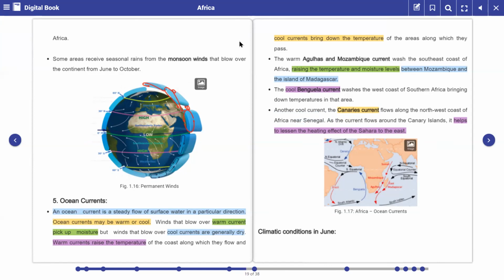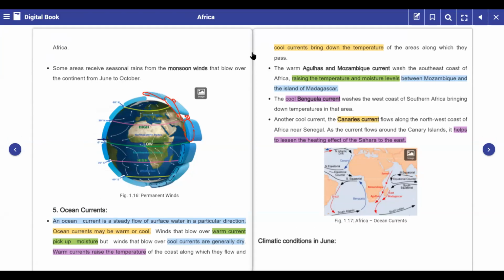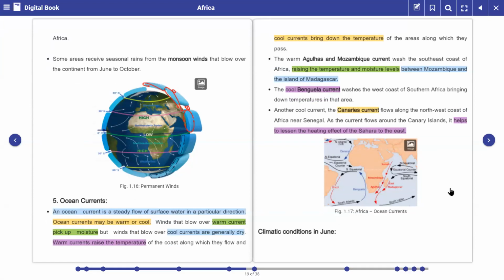So please remember, you might definitely get objective questions, either for 1 mark or in any form. They might even ask you to answer in one sentence about all these different types of current, or they might even ask you to differentiate between a warm current and a cool current. So this is all about ocean current.